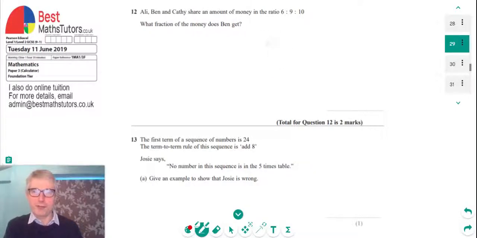I'm continuing to go through the Edexcel Foundation Tier Paper 3 from 2019. And we're covering all the questions on this paper.